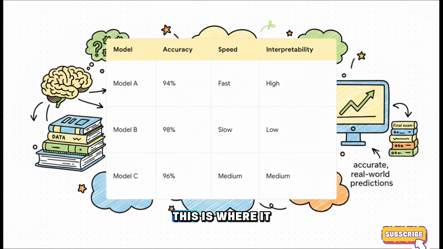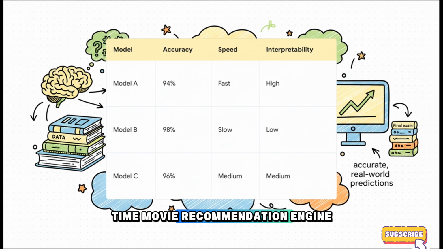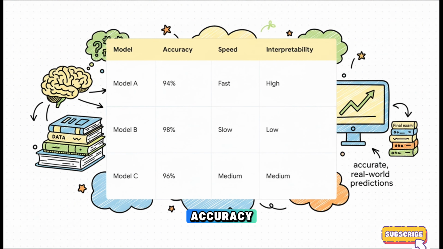Now this is where it gets really interesting, because the winner isn't always the one with the highest accuracy score. Look at algorithm B here, 98% accurate. That's amazing, but it's slow. For a medical diagnosis model, you probably want that 98% accuracy no matter what. But for a real-time movie recommendation engine, that slowness makes it totally useless. In that case, algorithm C, with slightly lower accuracy but much better speed, is the real champion. It's all about finding the right trade-off for the specific problem you're trying to solve.